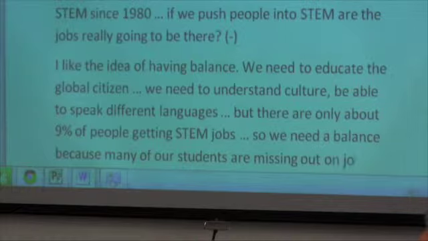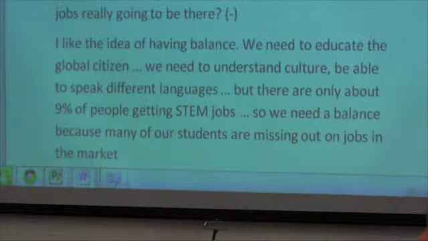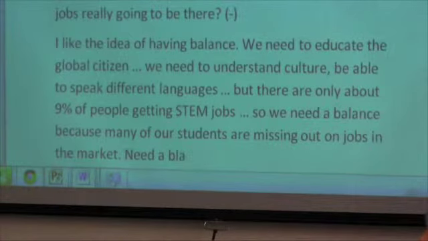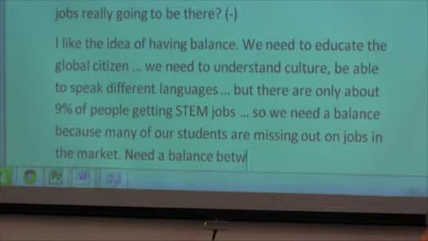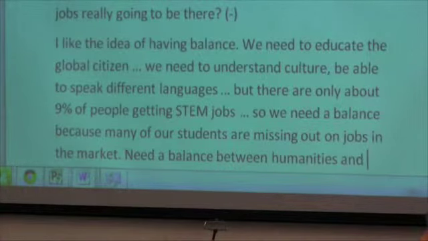So I'm thinking there has to be a balance where, for this global citizen, we have a strong component in humanity as well as science. The challenge now is to be able to have this balance, so that we produce an educated global citizen.